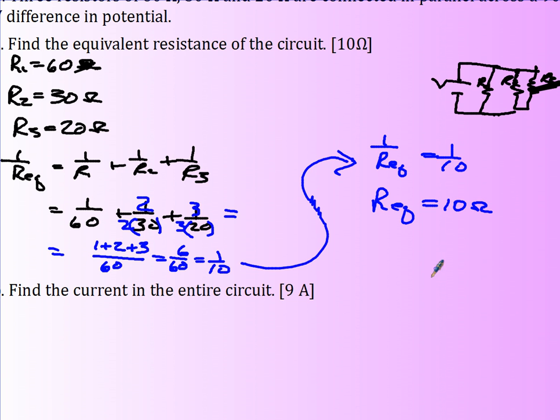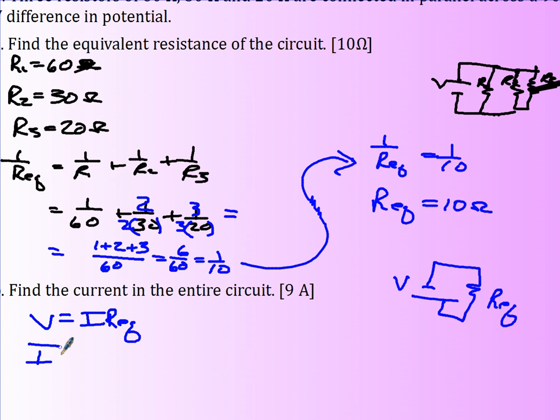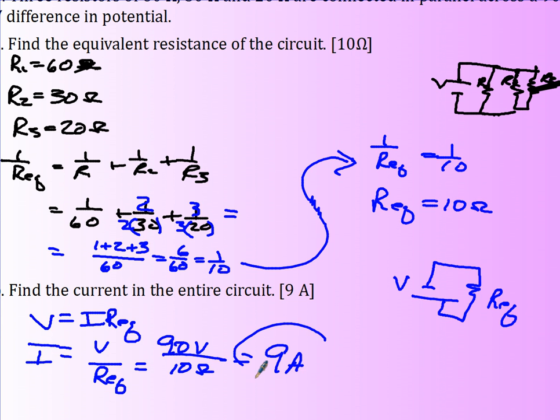Find the current in the entire circuit. Okay, so the current in the entire circuit is, this is your diagram, V and R equivalent. So I know V is equal to I, R equivalent. So the current is going to be the battery voltage divided by R equivalent. And the battery voltage is 90 volts divided by R equivalent, which was 10. So this is just 9 amps.